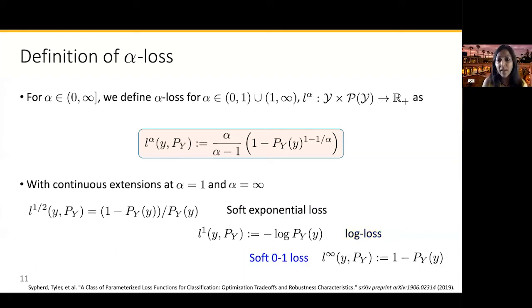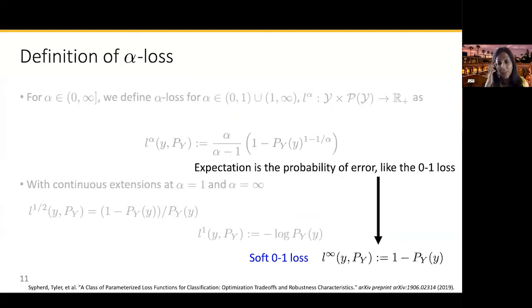Okay, alpha equals infinity, I get 1 minus the probability of correctly guessing this y as some little y. Okay, so 1 minus that, if you actually average it out, is the probability of error over all the samples. Okay, it's exactly what you would get if you put a 0-1 loss in there. Okay, so we call this the soft 0-1 loss.